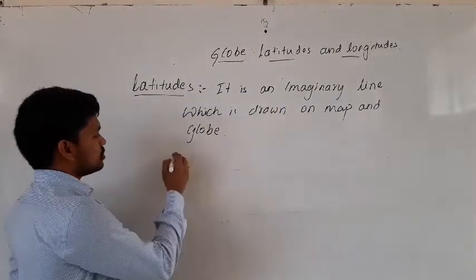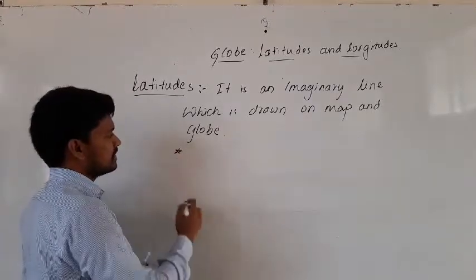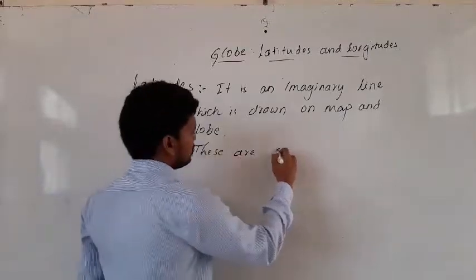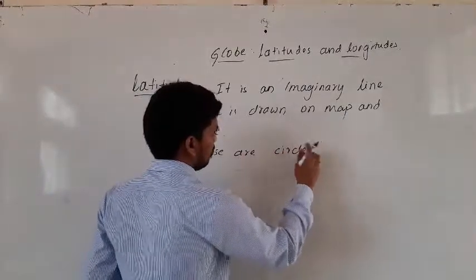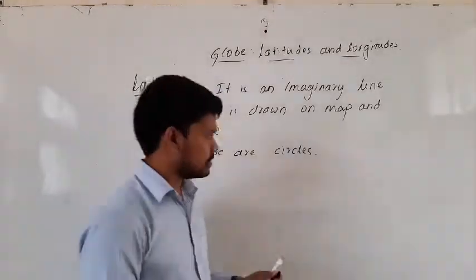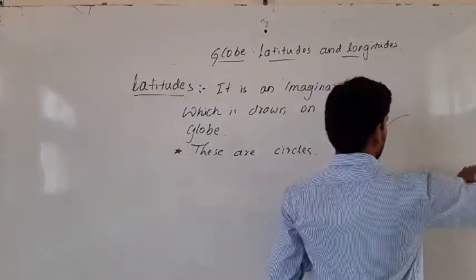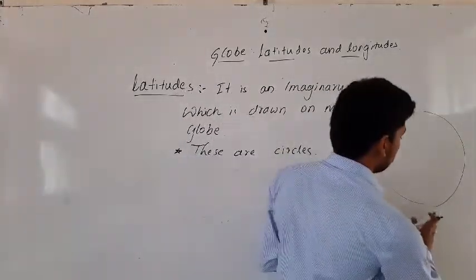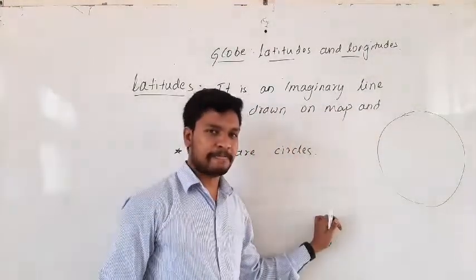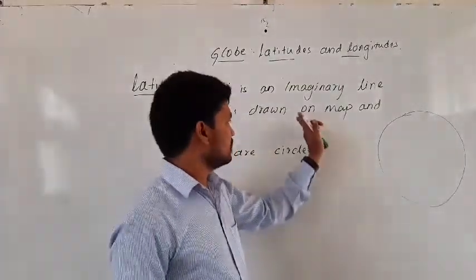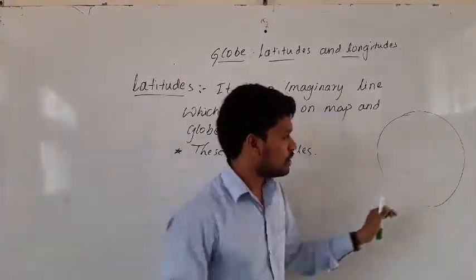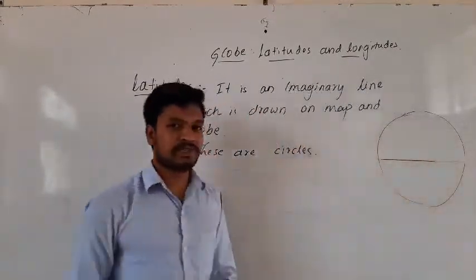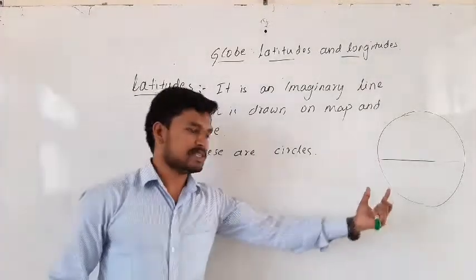Then these latitudes are circles. Why are these all circles? Latitudes are imaginary lines drawn on the globe and map. We can see these imaginary lines on a globe. So how are they drawn? They are drawn from west to east.